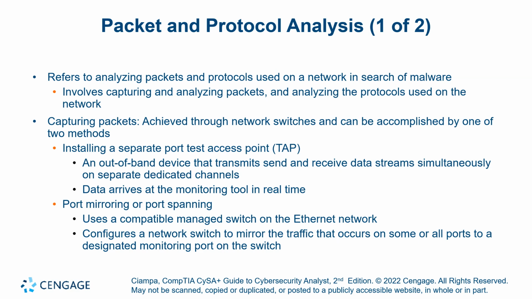Capturing packets. This is achieved through network switches and can be accomplished by one of two methods: installing a separate port test access point, or a TAP, an out-of-band device that transmits send and receive data streams simultaneously on separate dedicated channels. Data arrives at the monitoring tool in real time. And then there's port mirroring or port spanning. This uses a compatible managed switch on an Ethernet network, configures a network switch to mirror the traffic that occurs on some or all of the ports to a designated monitoring port on the switch. Now, a lot of times, if you have somebody that's a good network analyst, they'll use a combination of both.